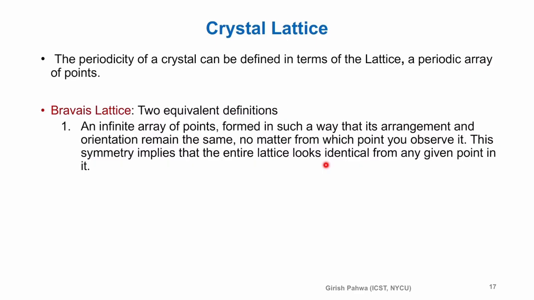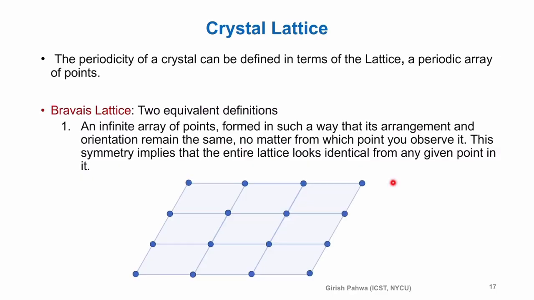Okay, so it's like, for example, you have say chairs here, right? And there's a perfect symmetric arrangement of chairs. No matter if this room is very big, and you have perfect periodic arrangement of these chairs, no matter at which chair you sit, you will find the same arrangement of chairs around you everywhere. Okay, so that's a Bravais lattice. So that's the definition one.